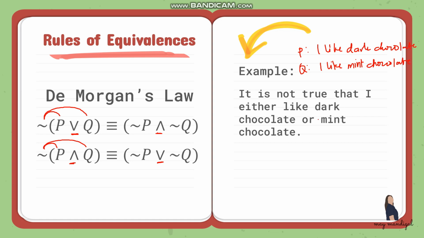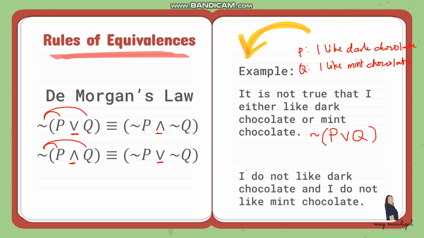Okay. So if I will write this into its propositional form: it is not true that I either like dark chocolate or mint chocolate. So we have here the negation of the whole disjunction. To write this into its equivalent form using De Morgan's law, it will be like this: I do not like dark chocolate and I do not like mint chocolate. So we distribute the negation. Again, we apply here De Morgan's law.